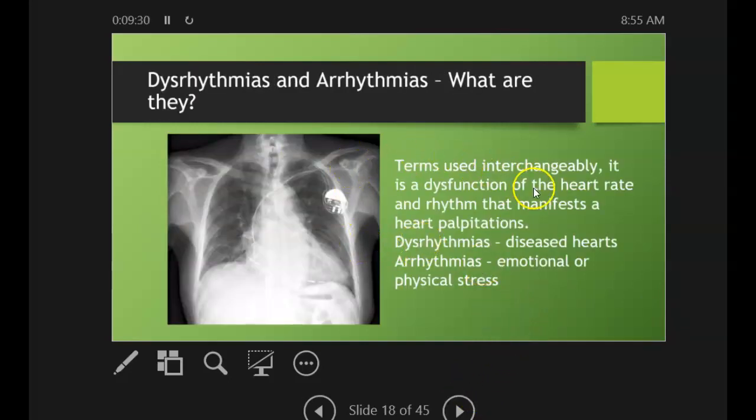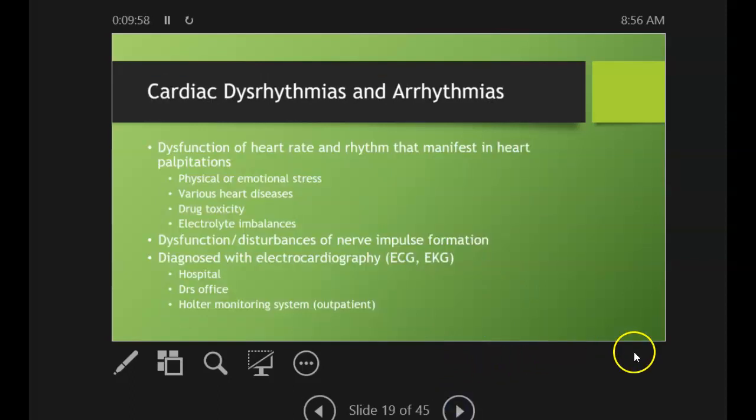Dysrhythmias and arrhythmias, what are they? Cardiac dysrhythmias and arrhythmias, the terms are used interchangeably. They are a dysfunction of heart rate and rhythm that manifest in heart palpitations. Dysrhythmias we refer to in a diseased heart. Arrhythmias are more related to emotional or physical stress.